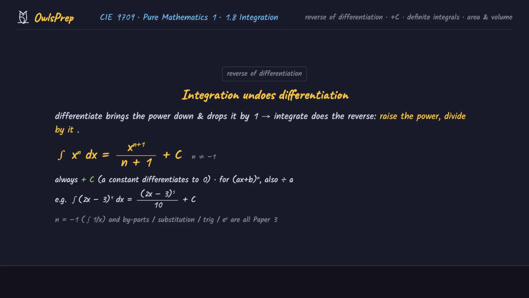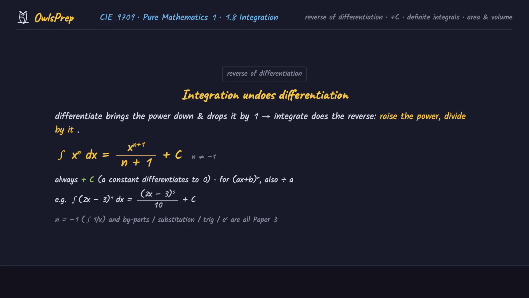So the integral of x^n is x^(n+1) over n+1, plus a constant c. Here n can be any rational number, with one exception. n equals minus 1 doesn't work because the denominator would be 0. That case belongs to Paper 3.